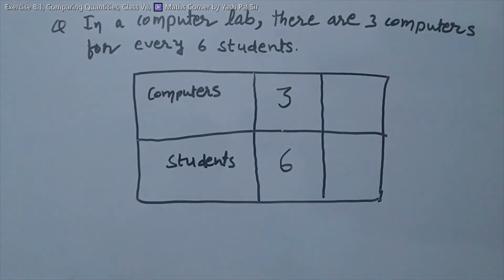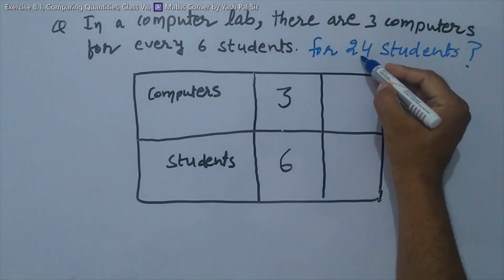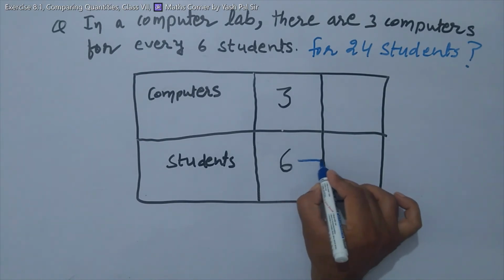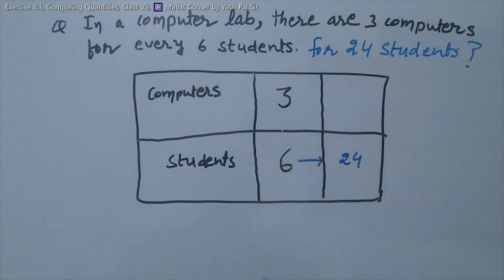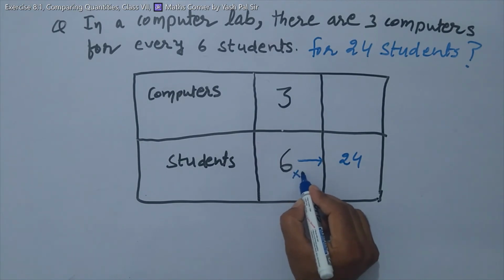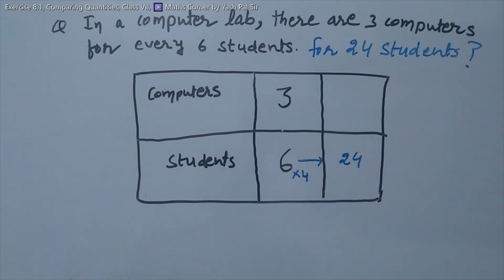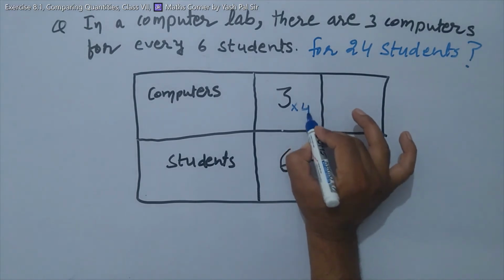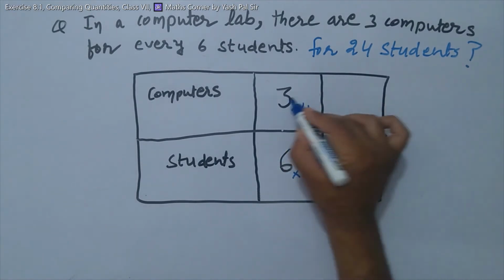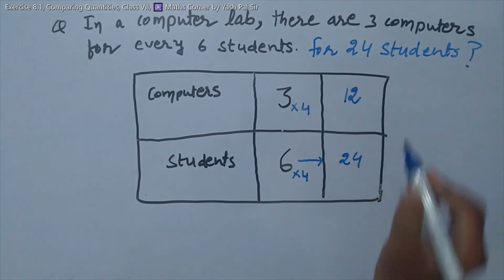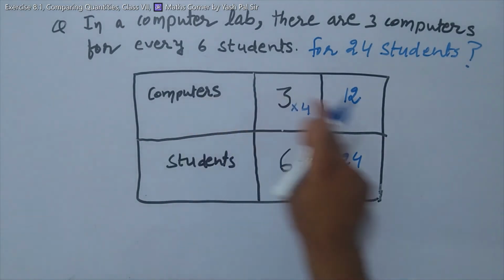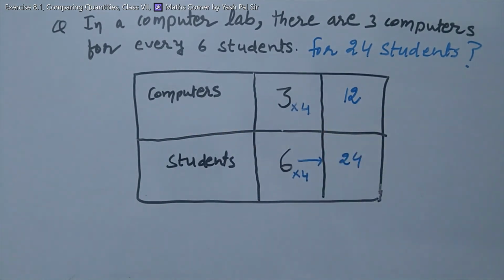Now next, this is given to us. For 24 students, how many computers are required? 6 becomes 24. What did we do? We multiplied by 4, because 6 into 4 is equal to 24. So here also we have to multiply by the same number, 4. So the answer will be 3 into 4 equal to 12. This way we can say, for 24 students we need 12 computers.